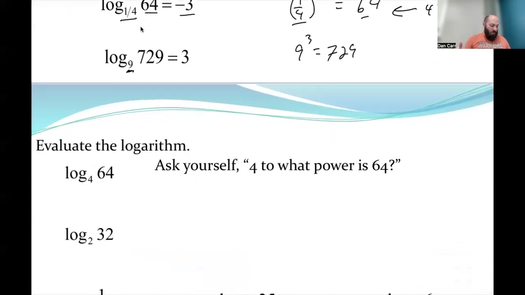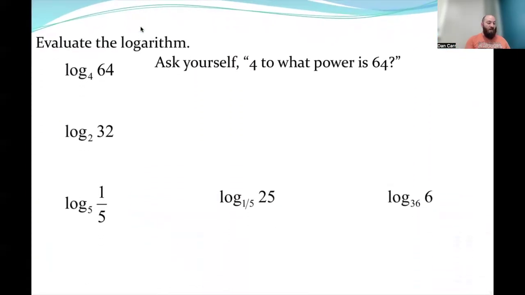So let's do a couple of problems with that as well. We want to evaluate logarithms like this. The big question we want to ask ourselves is, if I say log base 4 of 64, that means 4 to what power is 64? So 4 raised to something gives me 64. Well, as we just saw on the previous slide, that's going to equal 3, because 4 to the third power is 64.